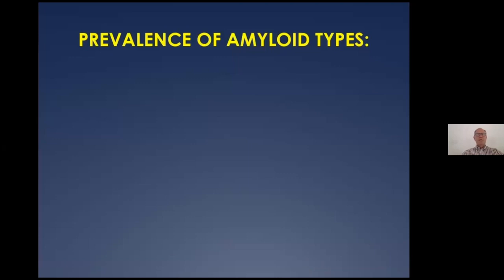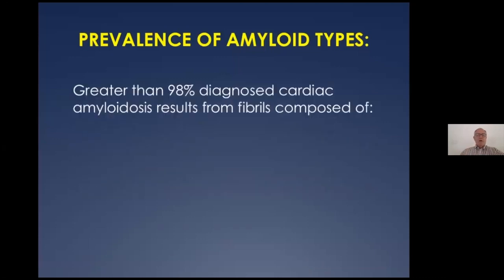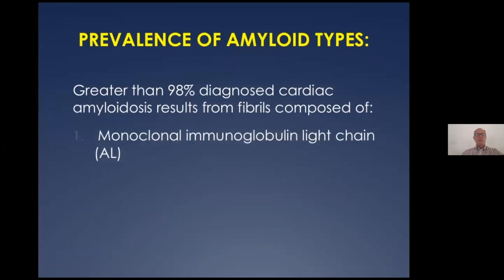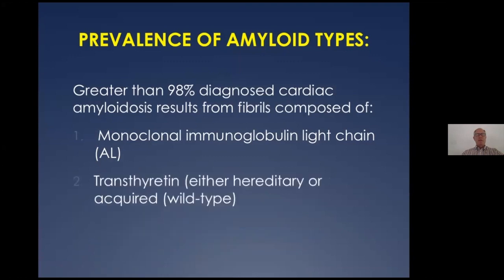So let's look at the prevalence of the different amyloid types. First off, greater than 98% of diagnosed cardiac amyloidosis results from the fibrils, which we talked about being composed of this amyloid protein. We have the monoclonal immunoglobulin light chains. Remember, that's the AL type. Then we have the transthyretin, and this can either be hereditary, meaning a genetic variant, or acquired, meaning the wild type. The wild type meaning that which you were born with, a non-hereditary situation.